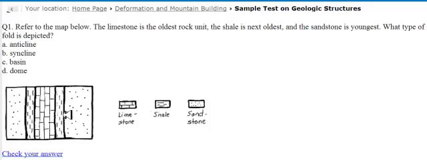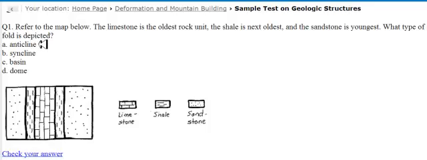We don't have any strike or dip symbols on the map, so we have to go by the relative ages of the rocks. It said the limestone was the oldest one, sandstone's the youngest, and we see the limestone exposed in the center of the fold along the fold axis. The fold axis is going to cut this band into two equal halves, with the other rock formations cropping out on either side. So if we have the oldest rock exposed along the axis of the fold, that means there's an anticline in the subsurface.